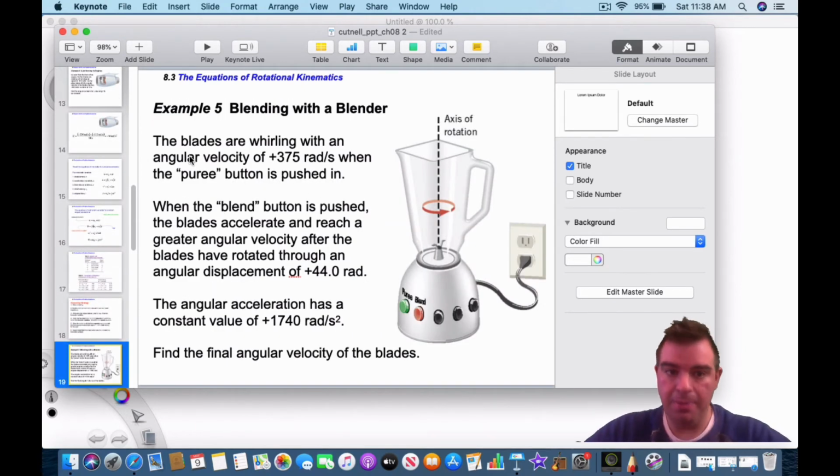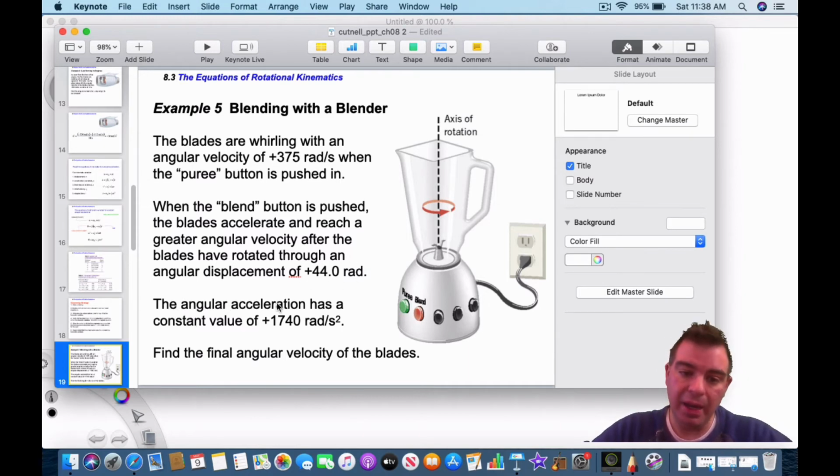The problem says the blades are whirling with an angular velocity of positive 375 rad per second. As you can see over here, it's positive. What does that mean? That means it's going to be counterclockwise, rotating about the axis of rotation. When the blend button is pushed, the blades accelerate and reach a greater angular velocity after the blades have rotated through an angular displacement of positive 44 rad. That means it's in the same direction, but the distance now, because remember, angular displacement is distance, is 44 rad.